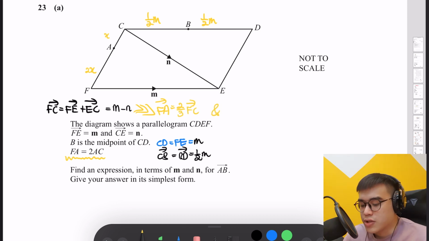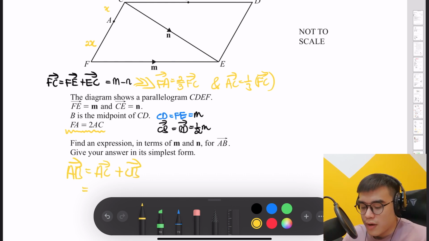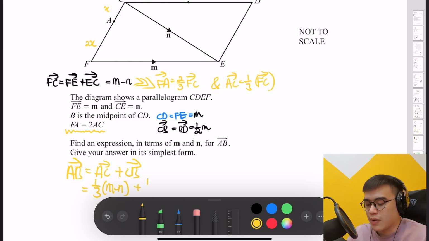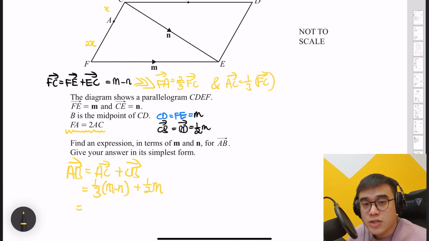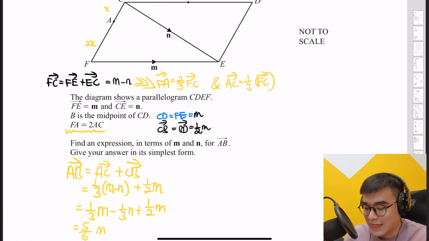So AC is 1/3 of FC. To find AB, I'll be using AC plus CB, which is 1/3 of FC plus half m. By substituting my FC into it, I get 1/3 m minus 1/3 n plus 1/2 m. So this calculation will get me a final result of 5/6 m minus 1/3 n.